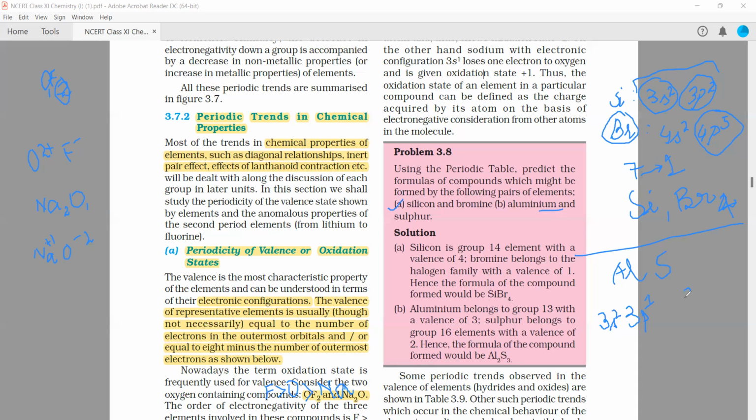For sulfur it is 3s2 3p4. Now how many electrons does aluminum have in its valence shell? 3 in total, you need to count. 3s2 is also valence shell, and here sulfur has 6. How many electrons does sulfur need to complete its valence shell? It needs 2 more electrons, and aluminum, in order to complete its valence shell, needs to give 3 electrons. So how will it form? It will give 3 electrons, and sulfur needs 2 electrons. So you can write it like this.